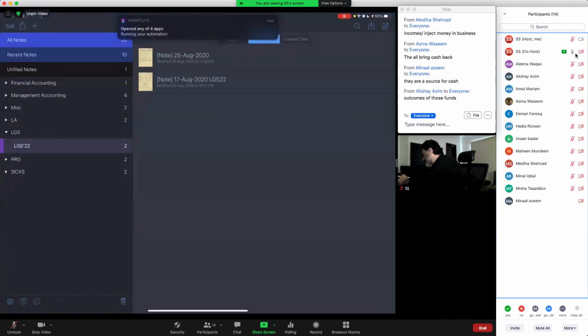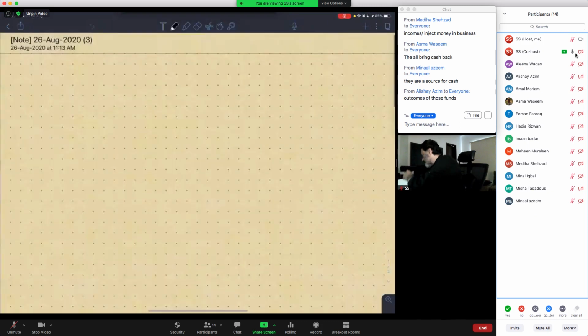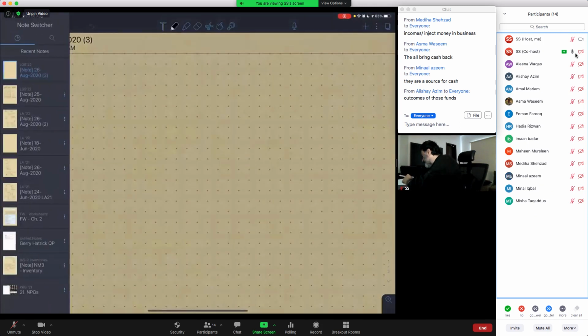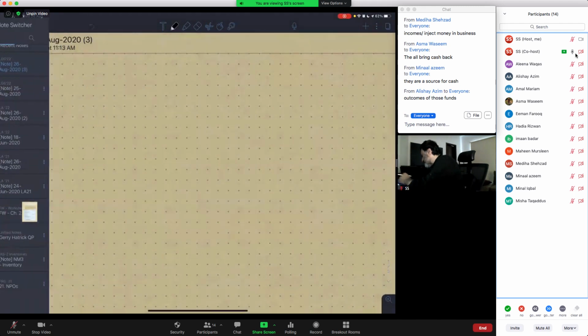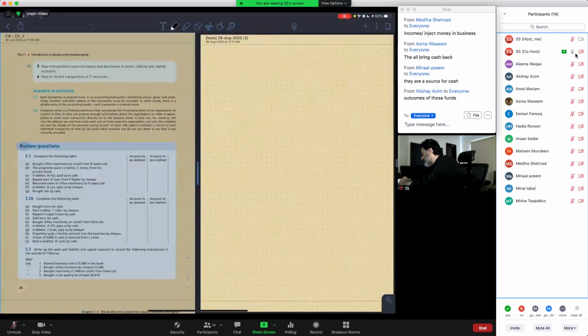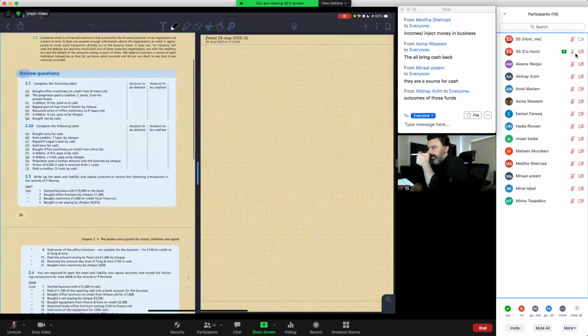Let me open a new note and bring up a worksheet. This must be it. Okay, so we have practically moved to the second chapter of the book.